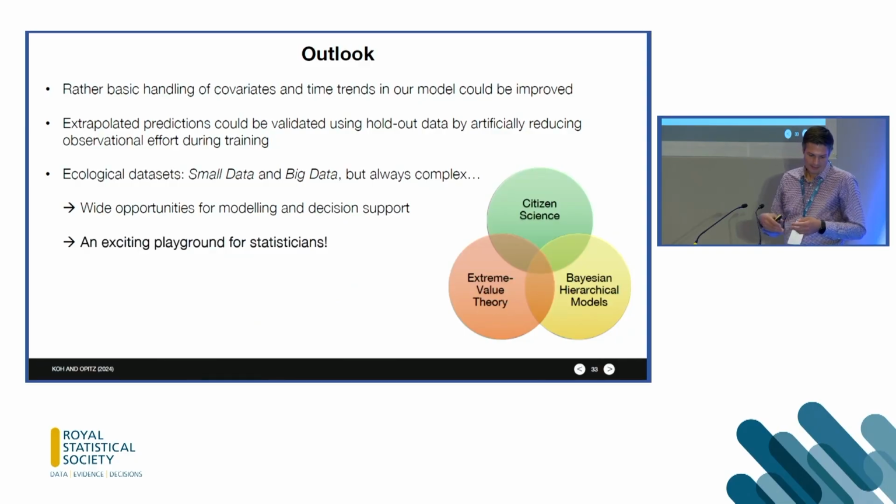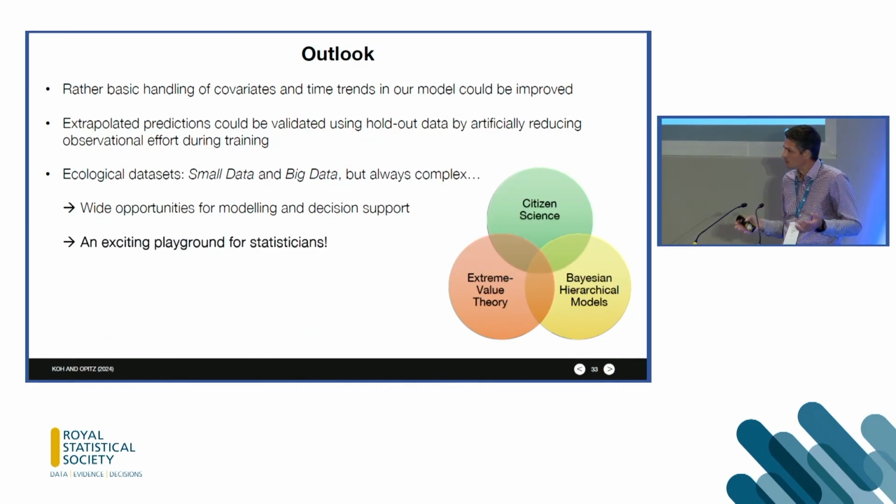In our approach, the handling of covariates and time trends is still maybe relatively basic, so there could be still some room for improvement. Statistical validation of latent process inference and of these extrapolated predictions is also notoriously difficult. But maybe one possibility to do it here would be to use holdout data, where we stratify to artificially reduce the observational effort during the training phase of the model. And then we can check if our model extrapolates correctly to the saturated observational effort.